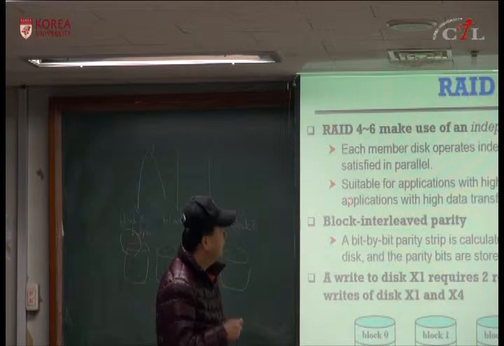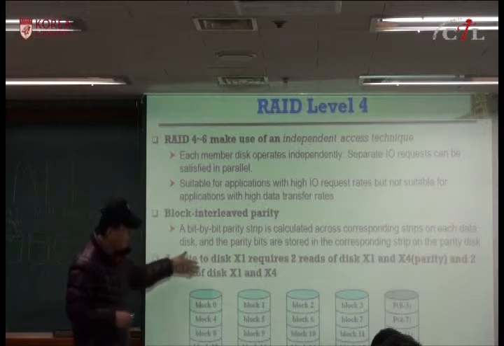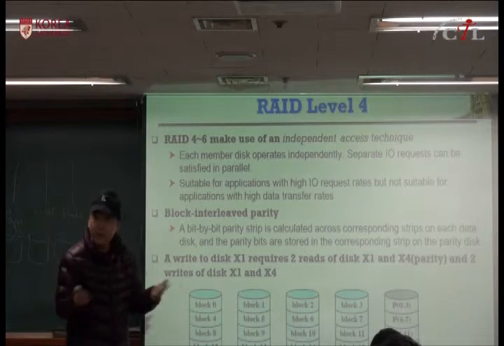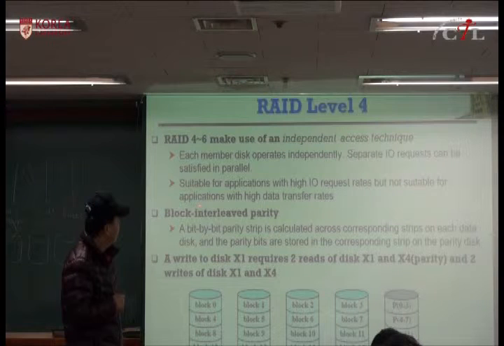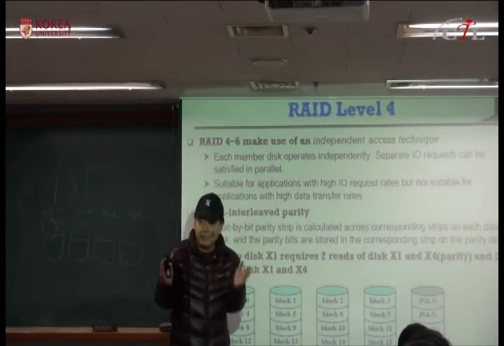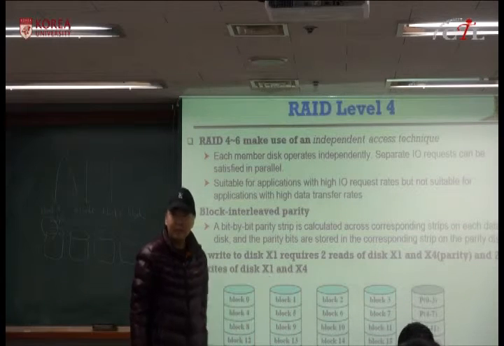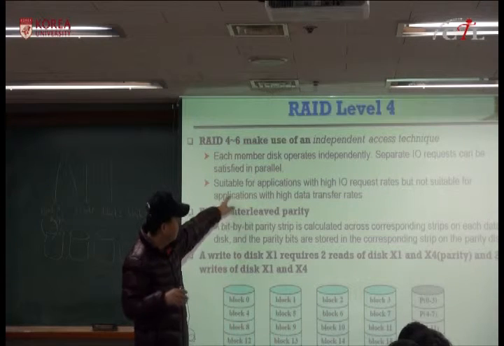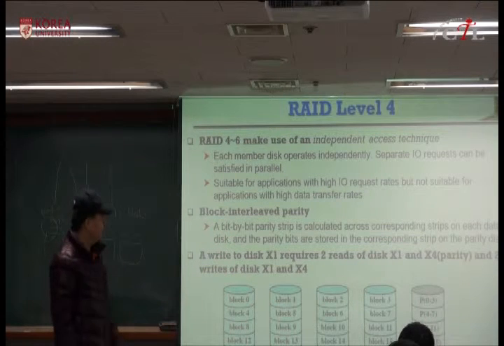Okay, so it's suitable for applications with a higher request rate, because if you're requesting many different blocks, and they are distributed across these disks, then all these disks can work in parallel. But it's not suitable for applications with a high data transfer rate, because if you do bit interleaving, they always work in parallel and all the disks should work simultaneously. But here it depends on the request. So the data transfer rate might be low, but if your requests are going to different blocks, then this might give you more performance. Okay.